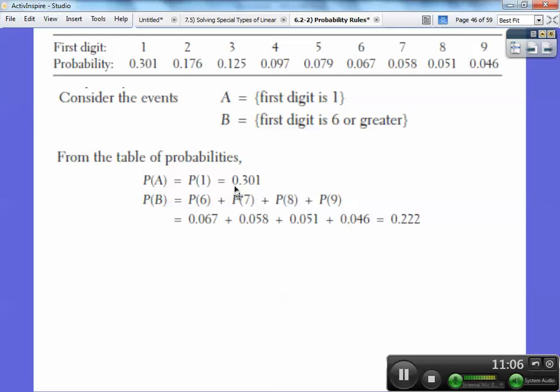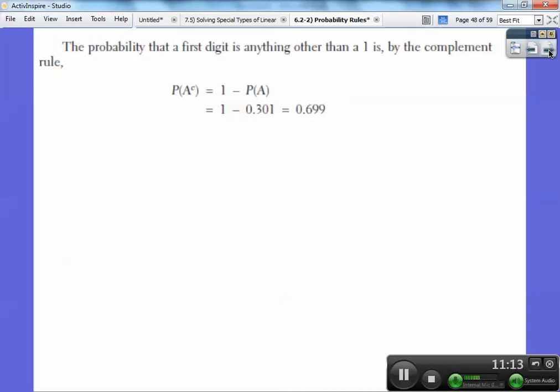So the probability that your first digit is 1 is going to be greater than the probability that your first digit is either one of those 4 digits right there. Okay, that's what that says. So the probability that the first digit is anything other than 1 can be done using the complement rule. Okay, so 1 minus that, so 0.699.